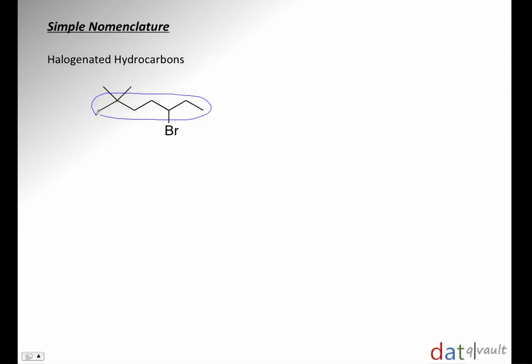Alright, let's go to the last section of the simple nomenclature lecture, which is going to be halogenated hydrocarbons. We name these molecules very similar to just basic linear hydrocarbons, except we need to know how to name halogen groups. Alright, so let's name this molecule here. We follow the same rules as before, and we find the longest alkyl chain. In this case, we're going to have a heptane.